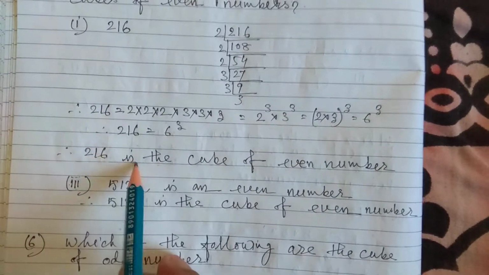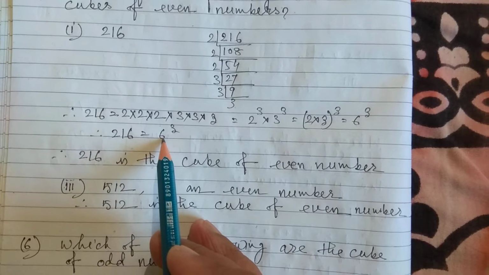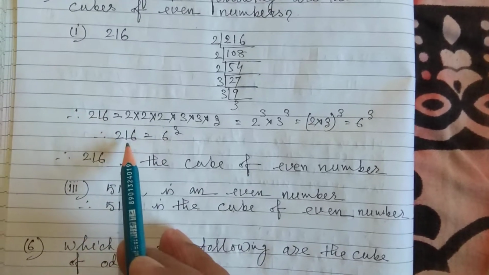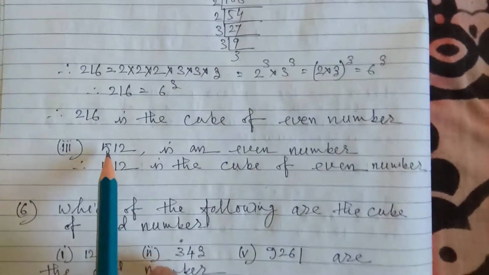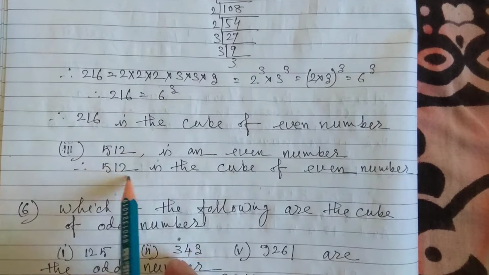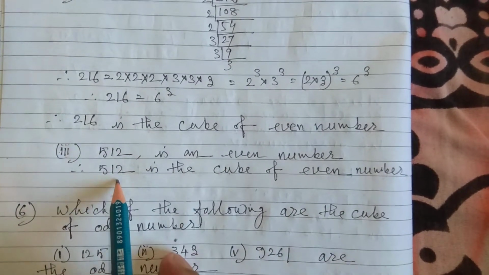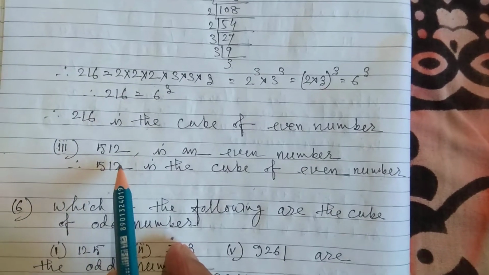So 216 is the cube of an even number. 216 is the cube of 6. So 6 is an even number. So 216 is the cube of an even number. Roman 3. 212 is an even number. So 212 is the cube of an even number because this is an even number.